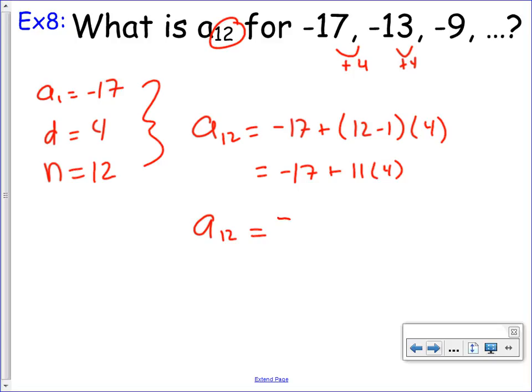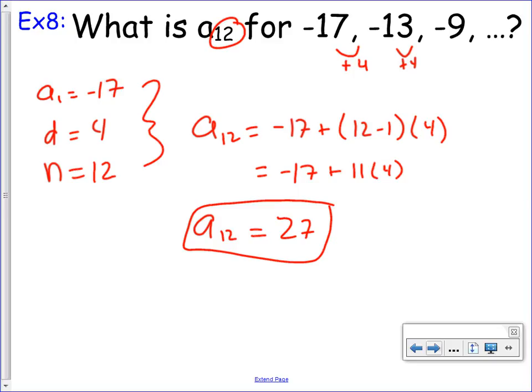That's right. This is so easy now. This is fun. The 12th number gives me 27. That's it.